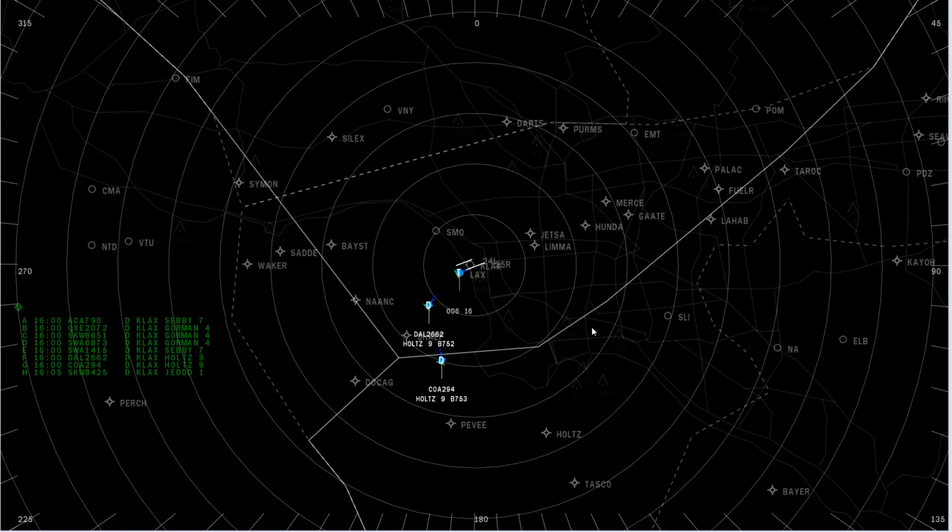Delta 2662, proceed direct PEVI, resume the departure. Proceed direct PEVI, resume the departure. Delta 2662, departure, Southwest 6873 with information Alpha at 900s climbing to 5000s. Southwest 6873, radar contact. Southwest 6873, climb and maintain 6000. Climb and maintain 6000, Southwest 6873.